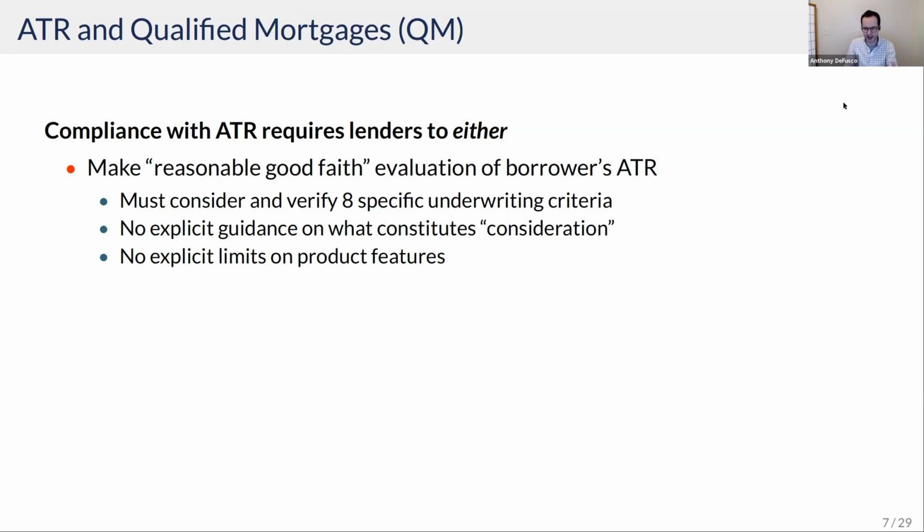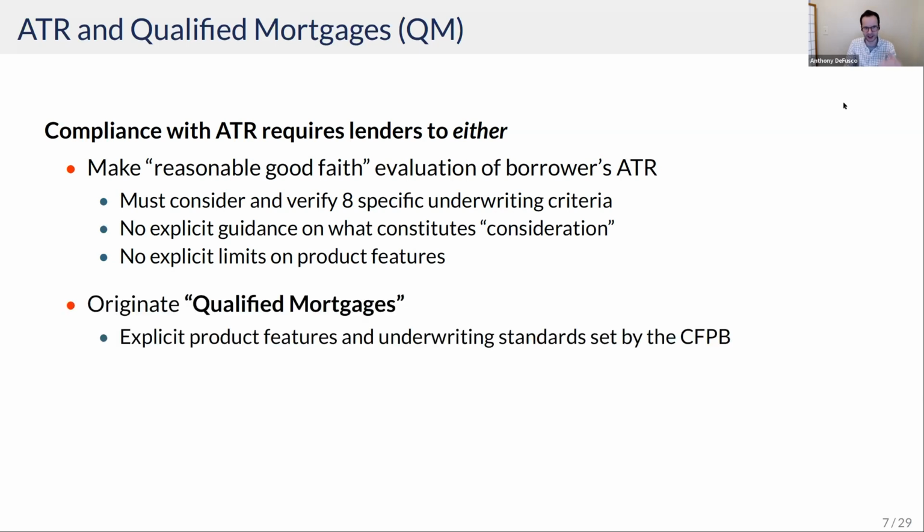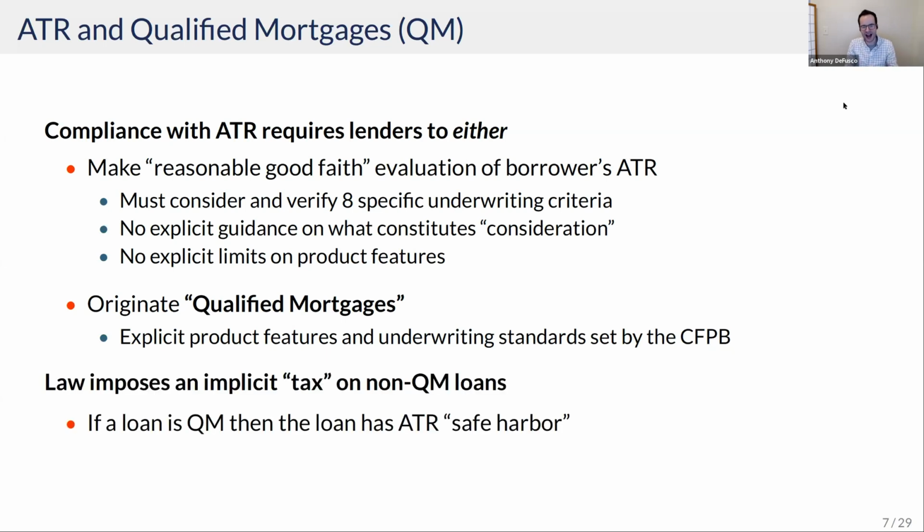So that's a little bit vague, and the law intentionally makes this vague because they lay out another way of complying with this, which is just to originate mortgages that look a certain way. What's called a qualified mortgage, which is a loan that has a series of features such that if your loan looks like this, the borrower will lose their ability to sue you under this new regulation, okay? And so that's where this tax comes from.